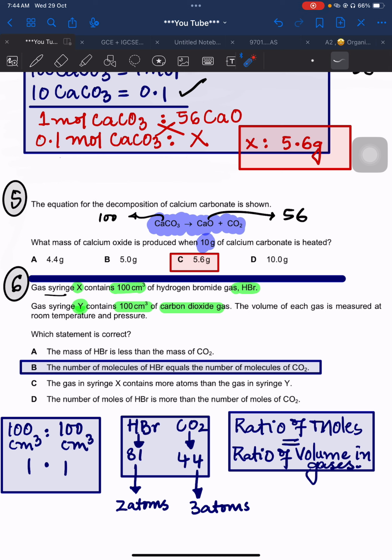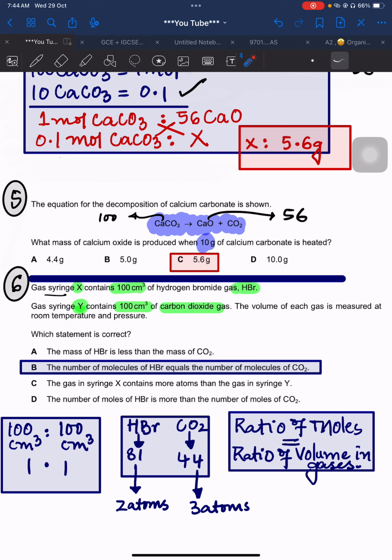Next option, the number of molecules of HBr equals the number of molecules of CO2. Yes, we can say this. We have studied this concept in the moles of gases, that the ratio of moles is equal to the ratio of volume in the case of gases, as the volume of both of the syringes is equal. One gas syringe has 100 centimeter cube, the other gas syringe has 100 centimeter cube as well. As their volume ratio is the same, their mole ratio will be the same as well. So when the mole ratio is the same, the number of molecules will be the same as well. I am taking you back to Avogadro's concept.